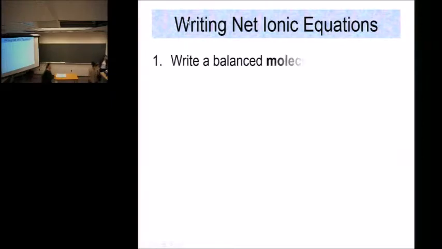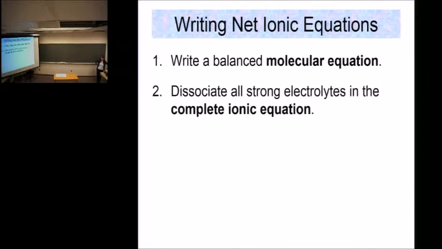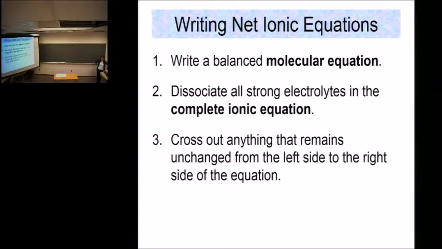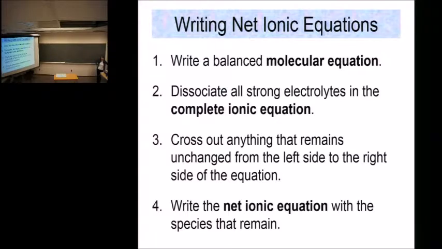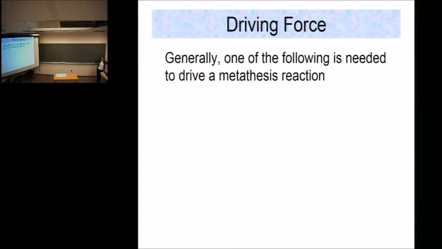All right, so you guys know how to write a balanced molecular equation, and then we write the complete ionic. Cross out those spectator ions. We talked about that. And what you have left is the net ionic equation. Okay, so remember we did one where we had no reaction? Why did it have no reaction? Everything canceled out. That's right.